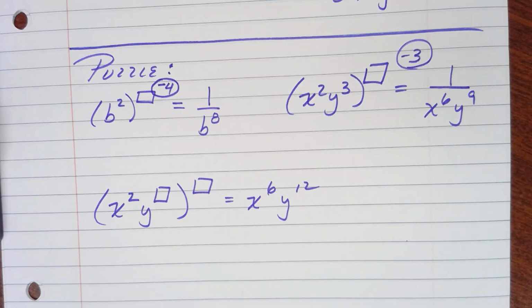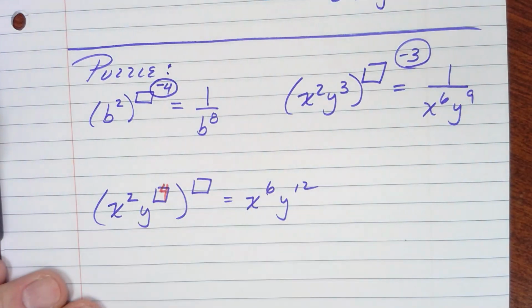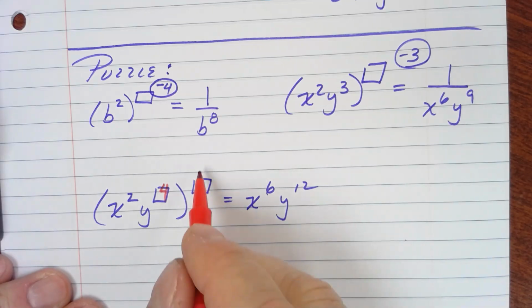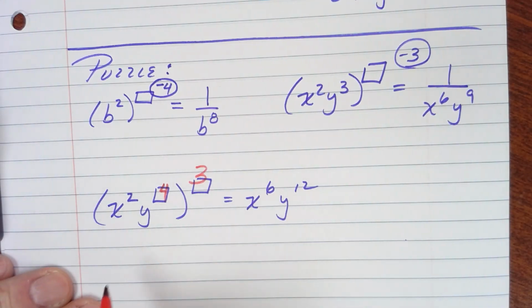4 and what? Negative 4 and negative 3? Where do you want the 4 at? Inside the parentheses? And you want what right here? Negative 3 or positive 3?